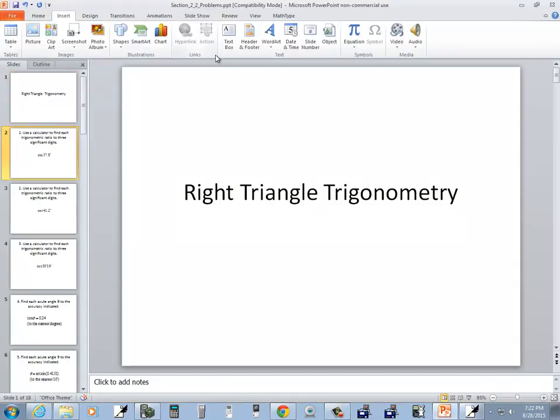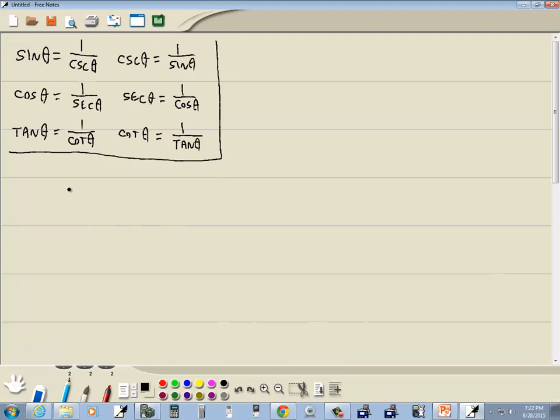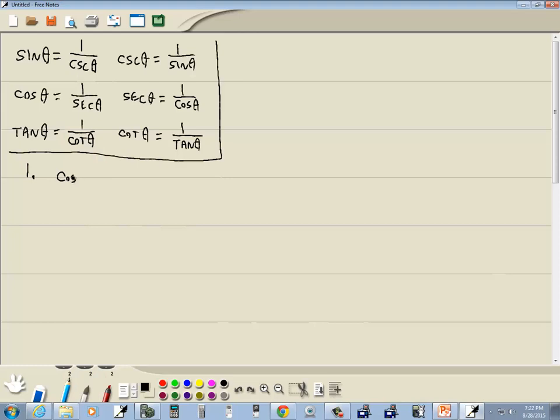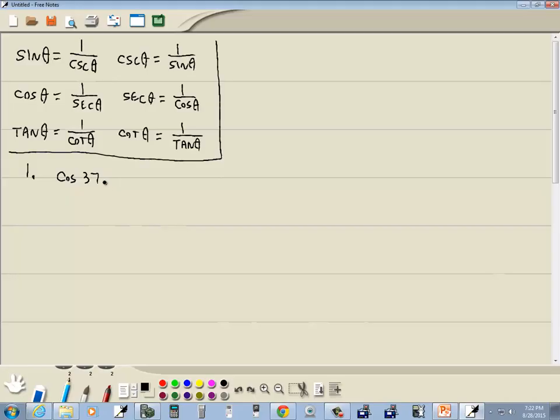Okay, our first problem. It says use a calculator to find each trig ratio to 3 significant digits. I'm actually going to take these to 4 decimal places. I don't think in homework I say significant digits.